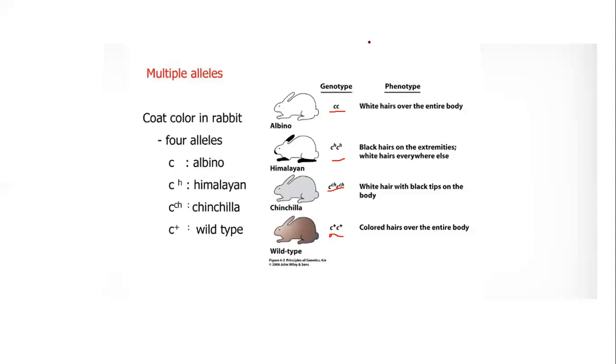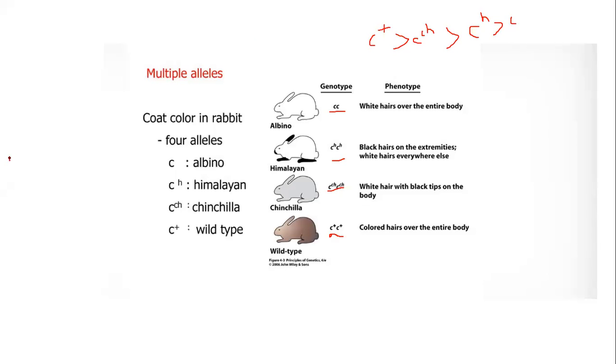In this example, C plus is dominant over CCH. CCH is dominant over CH, and CH is dominant over C. So remember, I told you that multiple alleles mean the existence of more than one allele in a population.